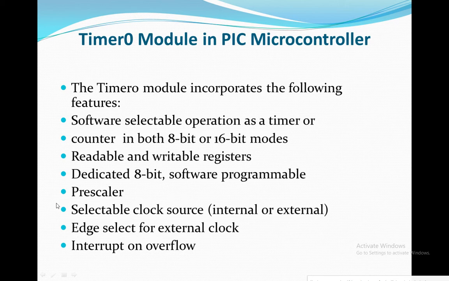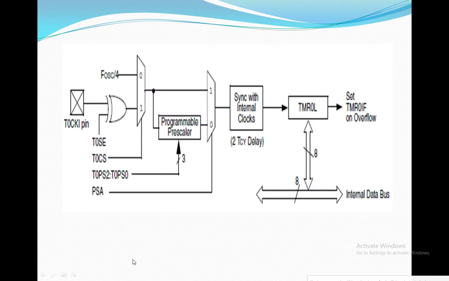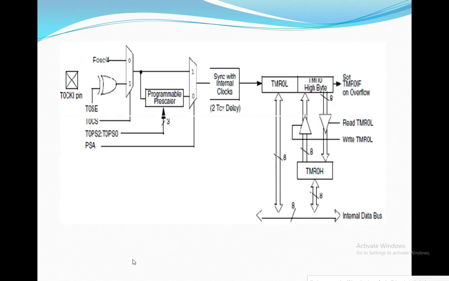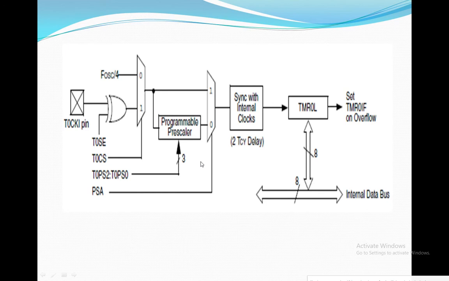Here the source edge select option is available, high to low or low to high. This can be selected by writing values in the T0CON register as well as INTCON registers. And for interrupt, we can generate interrupt on timer 0 overflow, timer 1 overflow, and timer 3 overflow. So interrupt we can generate for the microcontroller by using timer overflow. These are the diagrams for 8-bit mode and 16-bit mode of timer 1, timer 0, timer 3.